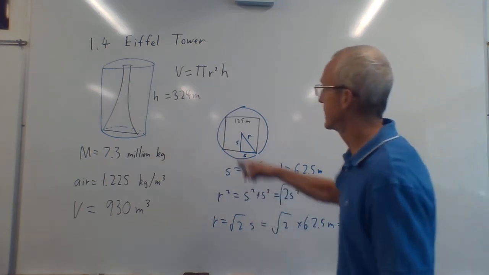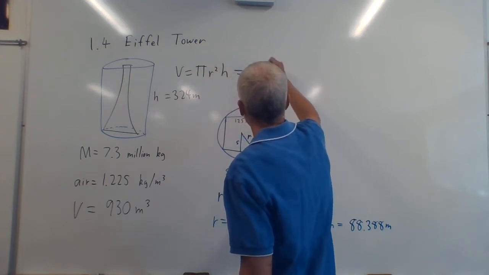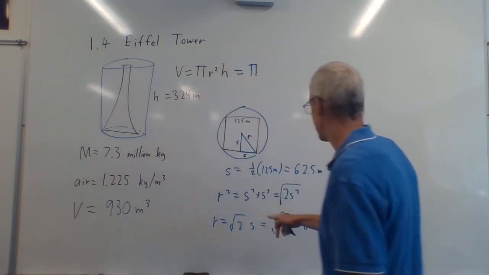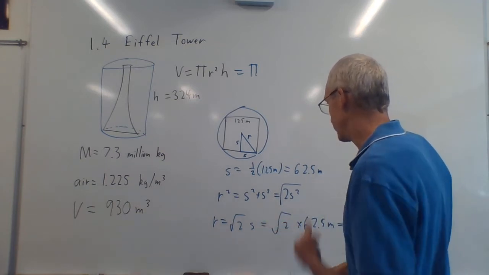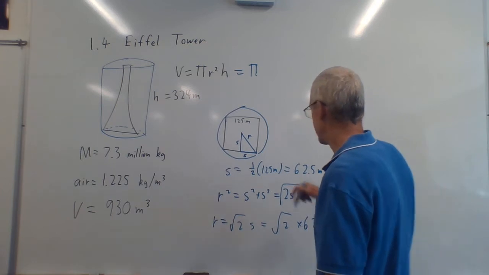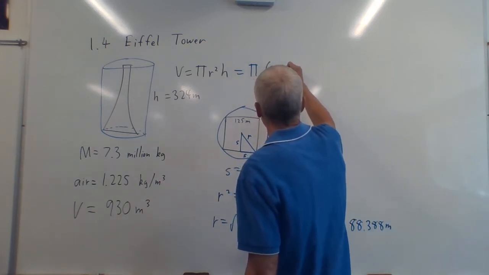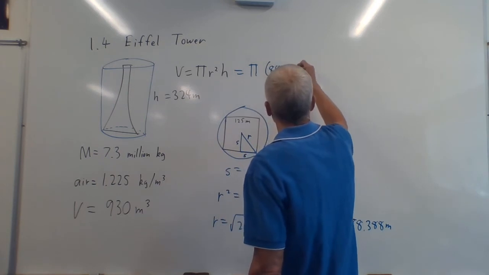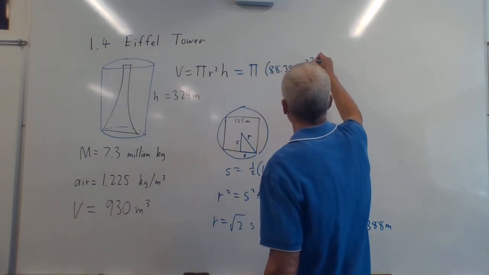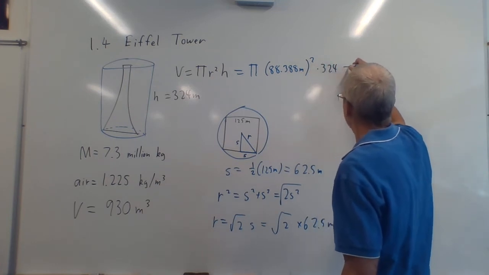Now we know the radius, we know the height, so we can calculate the volume. It's pi. Oh, looks like we just needed r squared, so I didn't need to take the square root. R squared is this, whatever. It's this squared here. So pi times 88.388 meters squared times the height, which is 324.